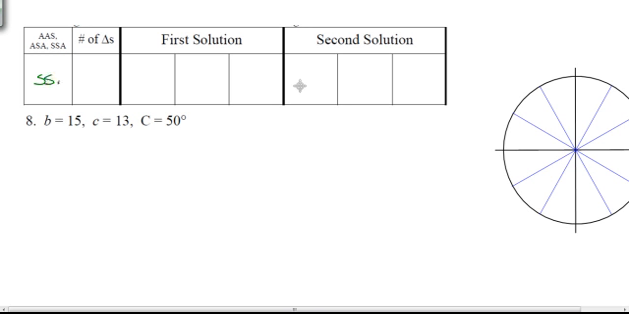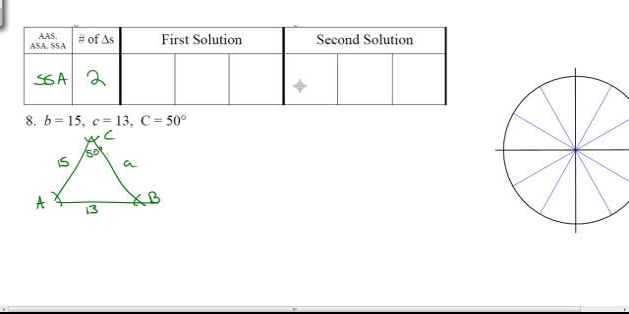Let's fill in what we know. I know it's side-side-angle. I know in this case it's going to have two solutions. So I'm going to draw my triangle out here, not to scale. I'm going to label in the fashion that I typically label in. And then I'm going to fill in my known information. I know that side B is 15. I know that side C is 13. I don't know what side A is, but I do know that angle C is 50 degrees.